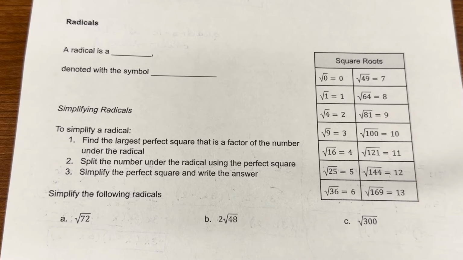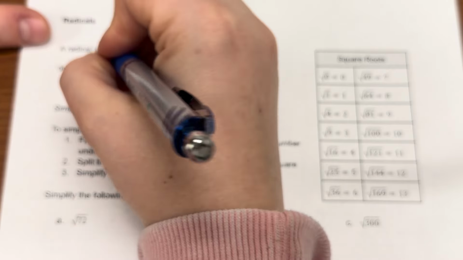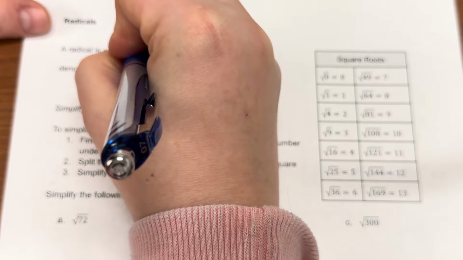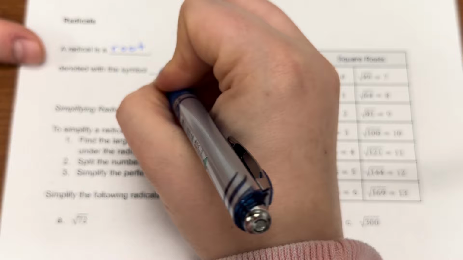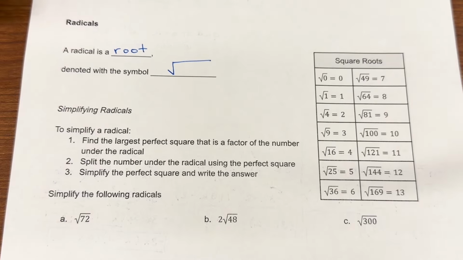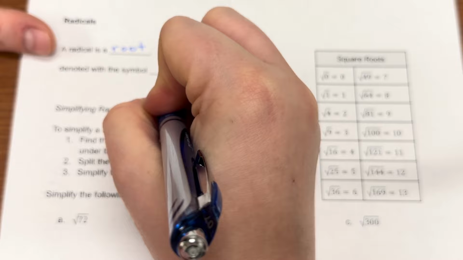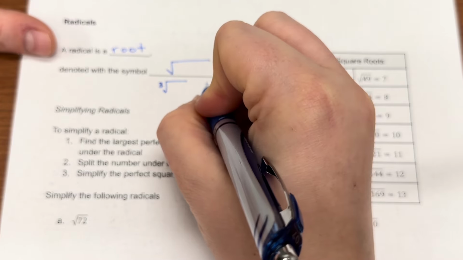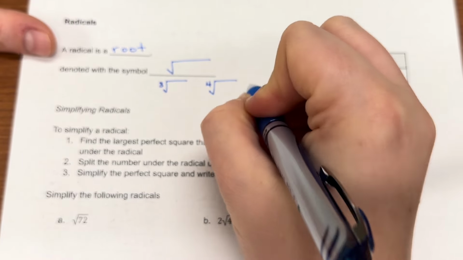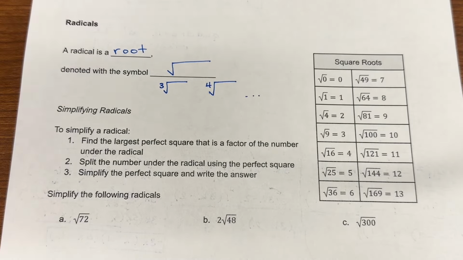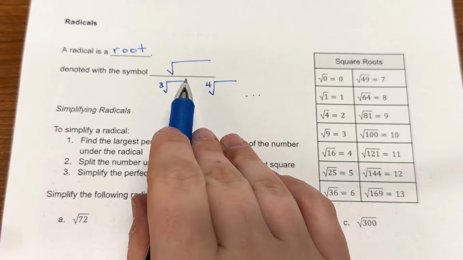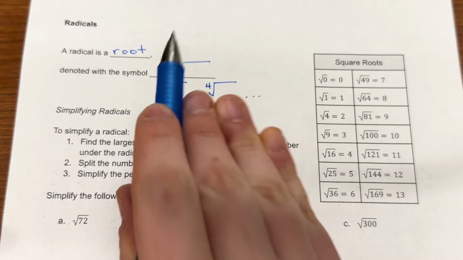All right, so radicals. A radical is a root, and we use the symbol like that. And if it's not a square root, you'll see things like a cube root with a little 3 there, or the fourth root with a little 4 there, things like that. There could be any number there.